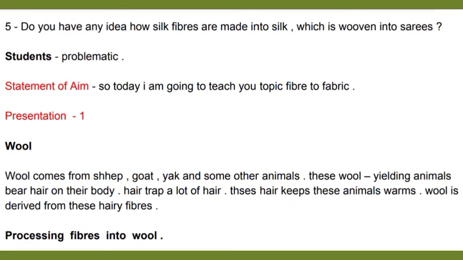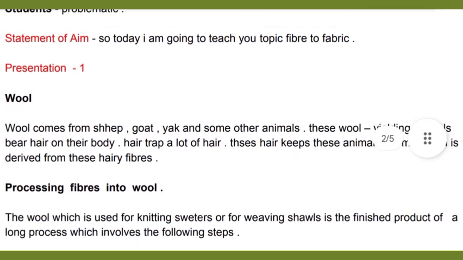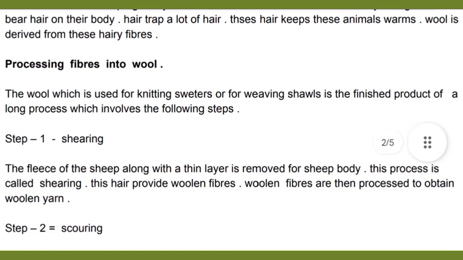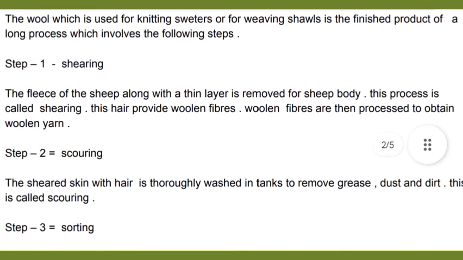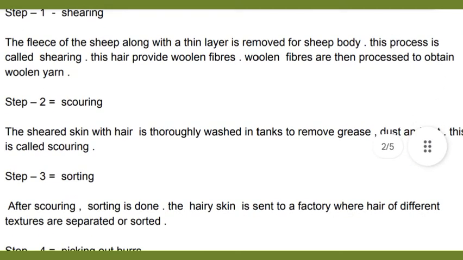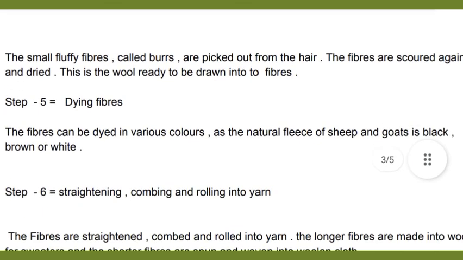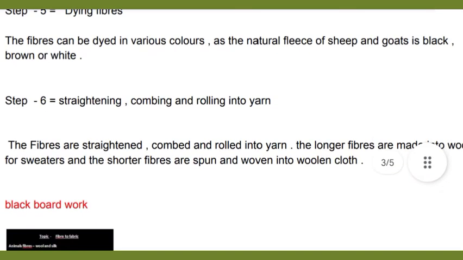Now statement of aim: we have to announce our topic and also write it on the blackboard. Here you can see presentation 1. We have to explain everything about woolen and processing of fibers into wool. So we can write like this: step 1 shearing, step 2 scouring, step 3 sorting, step 4 picking out burrs, step 5 dyeing fibers, step 6 straightening, combing and rolling into yarn. Like this we have to write in the presentation, and also teach all these things to students very nicely.